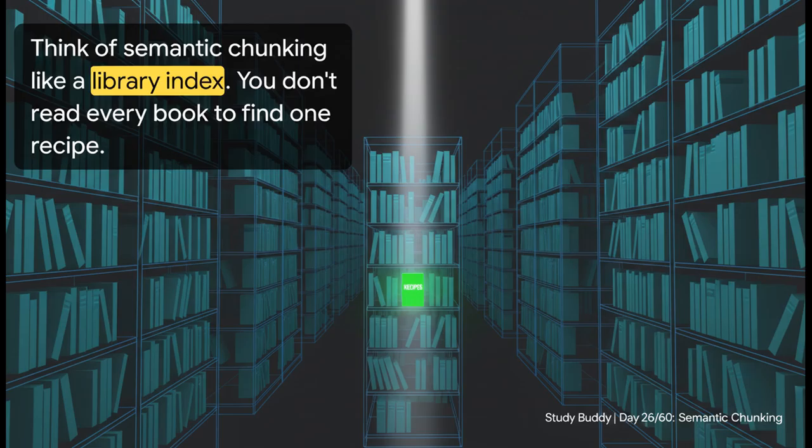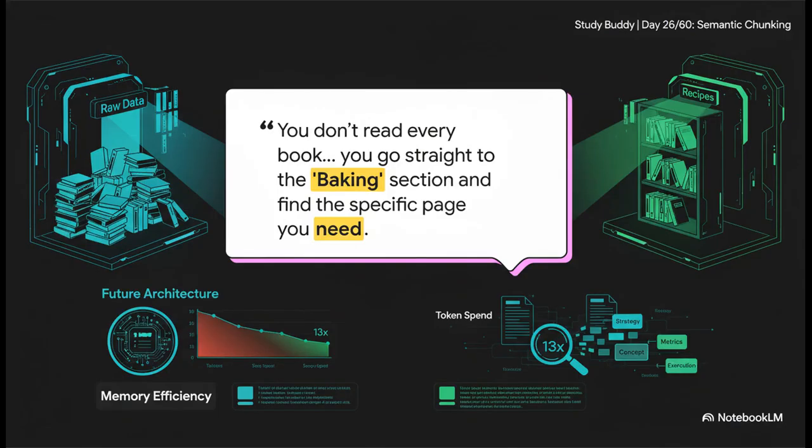Think of your data like it's a giant library. I mean, think about it. You wouldn't walk into a library and read every single book just to find one recipe for a chocolate cake, would you? Of course not. You'd go straight to the baking section, you'd find the desserts book, and you'd flip to the right page. That's exactly what semantic chunking does. It's the library index for your AI. It lets it pinpoint and grab only the relevant info, which saves a ridiculous amount of time and money.